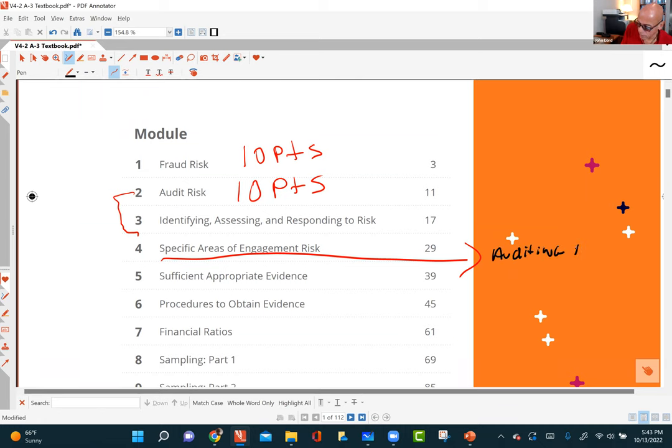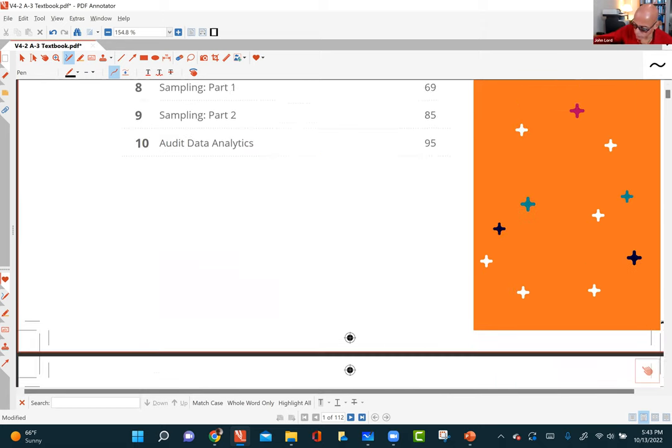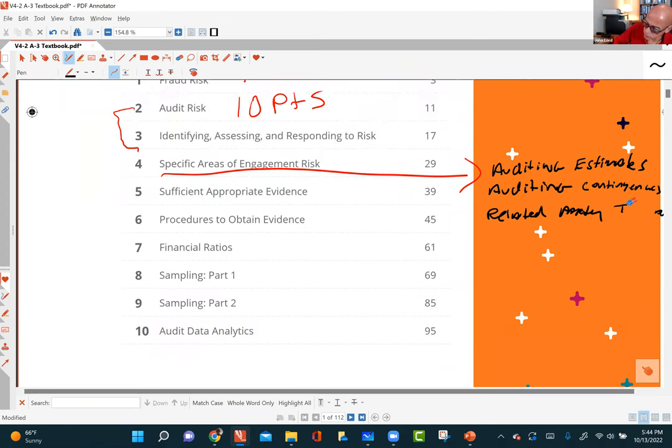auditing estimates. We're starting to talk about both of these because they come up again later, but auditing contingencies. And then we talk about related party transactions. I can't squeeze it in there because I don't know how to judge the amount of space I need to write something. Related party transactions.